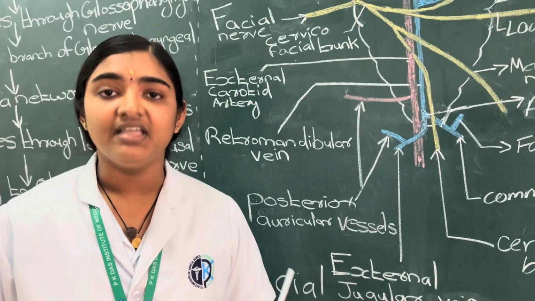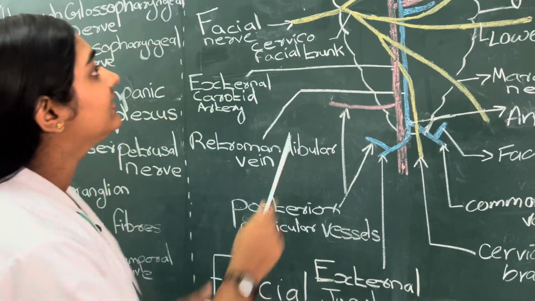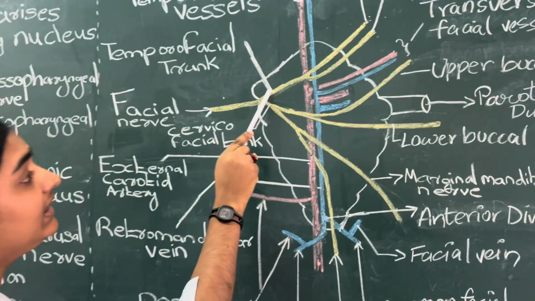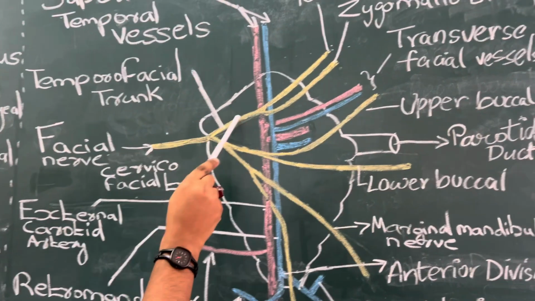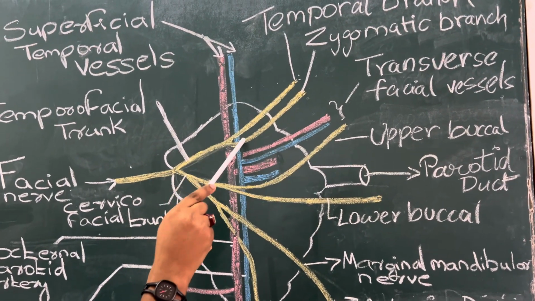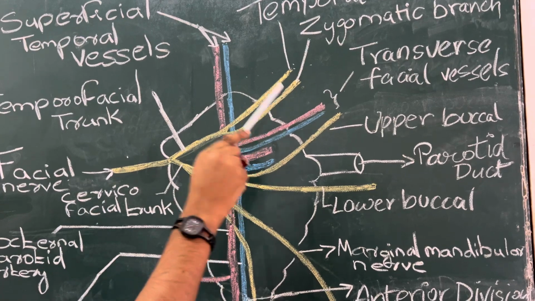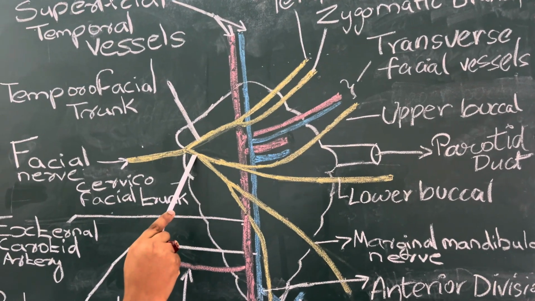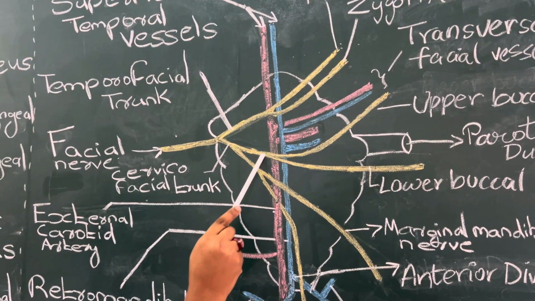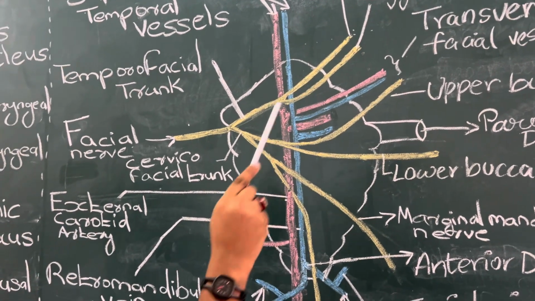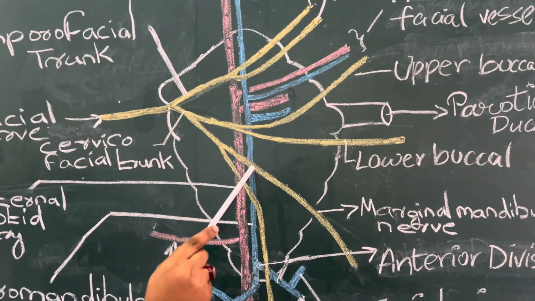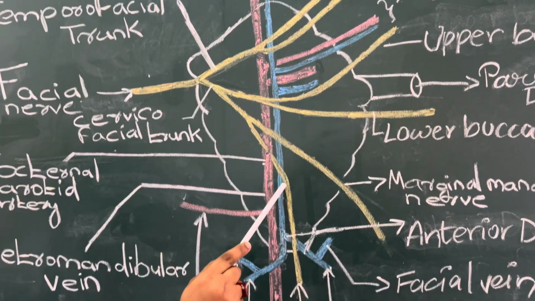Which are the two trunks? The temporofacial trunk and the cervicofacial trunk. This temporofacial trunk again divides into two branches. Which are the two branches? The temporal branch of the facial nerve and the zygomatic branch of the facial nerve. Then the cervicofacial trunk divides into three branches. First is the buccal branch, which again divides into the upper buccal branch and the lower buccal branch. Then the marginal mandibular branch and the cervical branch.